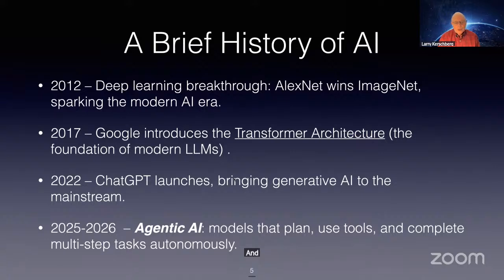And in 2022, that's when everyone went crazy because ChatGPT launched, bringing generative AI to the mainstream. Before that, we didn't have it, and it changed the way we did web searches, etc. But now, as we go into 2025, 26, we're dealing with another paradigm called agentic AI. And these are software agents that can model and plan, use tools, and complete multiple steps autonomously.